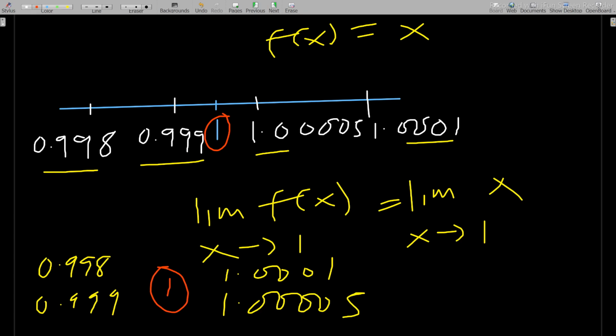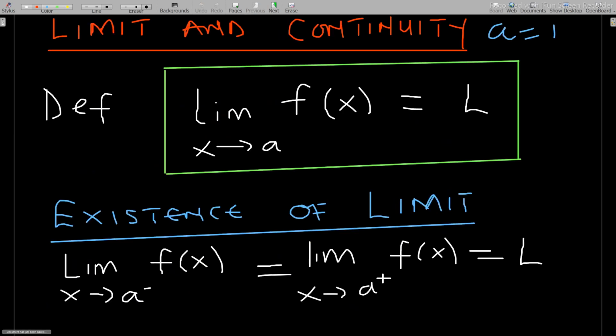So it means that the limit exists, since when we move from the left we're approaching 1, and from the right we're also approaching 1. That is why we say that the limit exists.